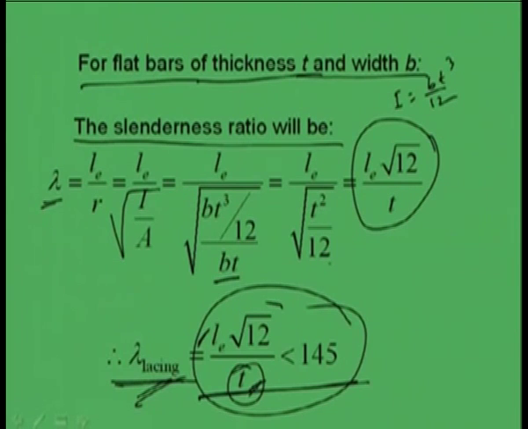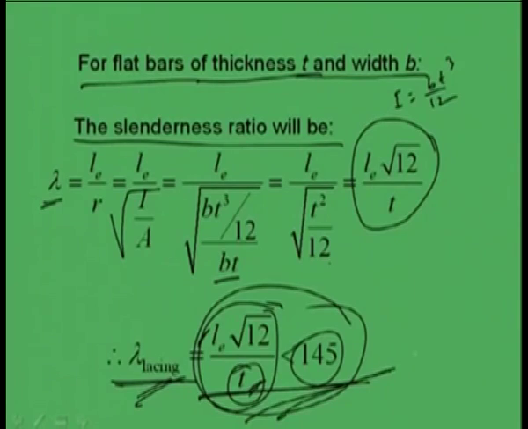So, if it is going to be more than 145, then what do we have to do? We have to increase the thickness of the lacing, so that the slenderness ratio of the lacing becomes less than 145. So, from this we can make it. This is true for the flat bars, but for other systems, like if we use an angle section or a channel section as a lacing bar, then we have to calculate accordingly.